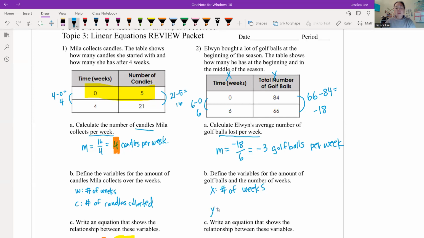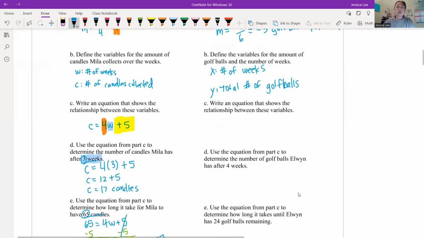And then y is going to be our total number of golf balls. So, total number of golf balls. All right, I think golf balls are 2 words, but that's fine.